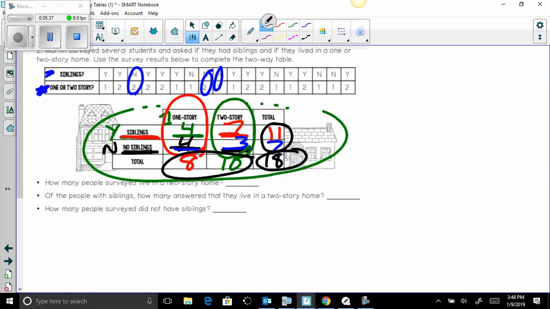All right, let's answer these questions. How many people surveyed lived in a two-story home? We found that to be 10. Of these people with siblings, how many answered that they lived in a two-story home? So I have a sibling in a two-story home. 7. How many people surveyed did not have siblings? And that would be 7 as well.